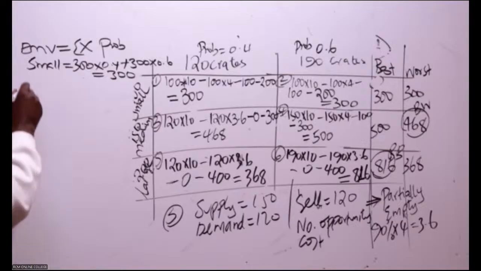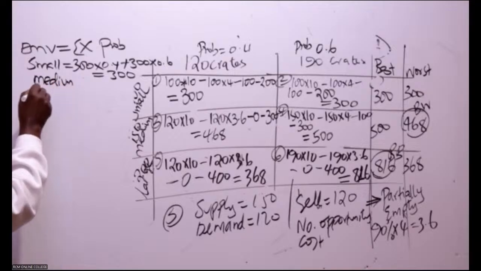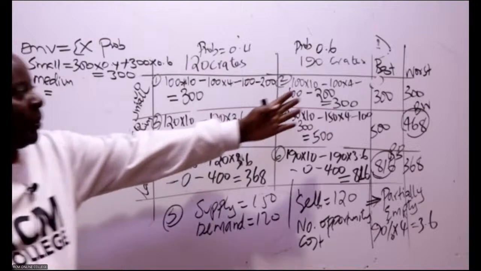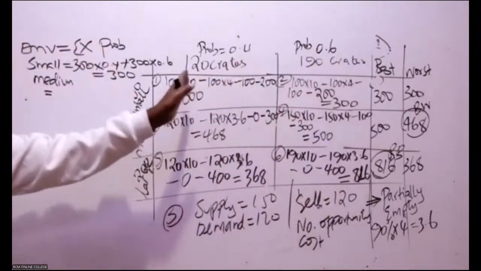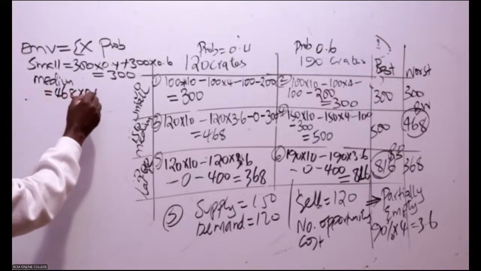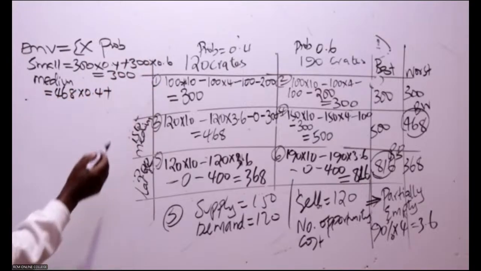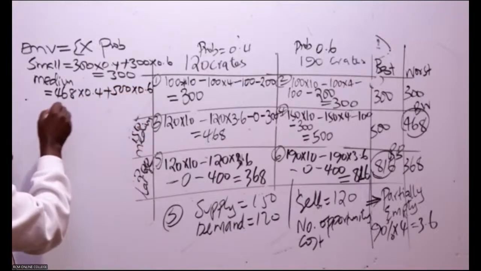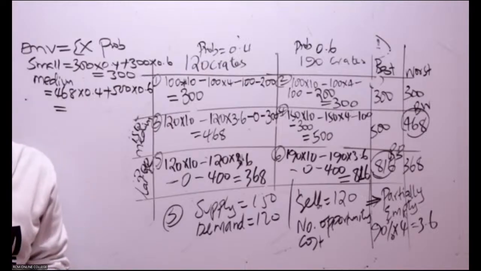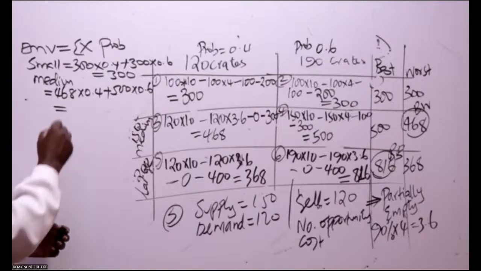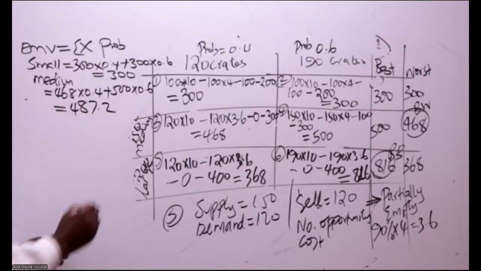How about the expected monetary value for medium? For medium, I can see there are only 2 X values, 2 variables. Don't count best. We're only looking for the demands. So we have 468 times 0.4 plus the next one there, 500 times 0.6. Please give me a number. It is 487.2.